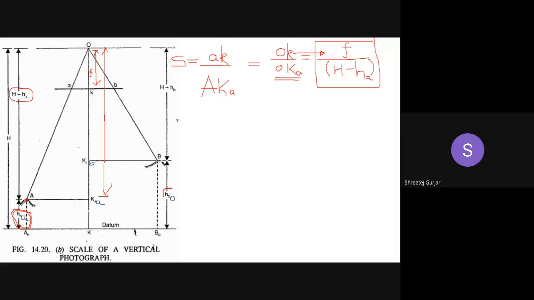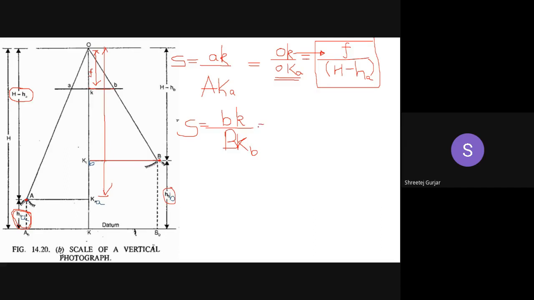Similarly, when you are at an elevation HB from the datum level, what will the scale be? Now you have to tell me the scale. This divided by this. Tell me in terms of K and B what it will be. Correct. Divided by capital KB. Okay, this is the scale when you are at an elevation HB from the datum.